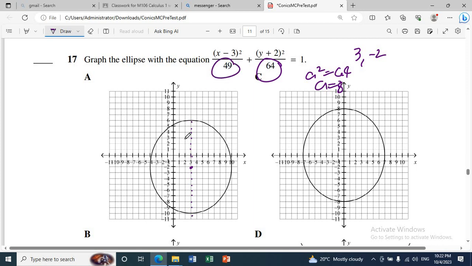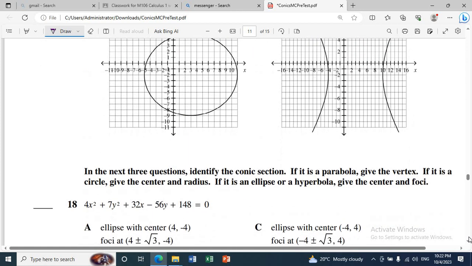Going down, 1, 2, 3, 4, 5, 6, 7, 8. Correct. This one is 7, left and right. That's square root of 49. 1, 2, 3, 4, 5, 6, 7. Correct. So it's letter A. Let's test the other. None else.